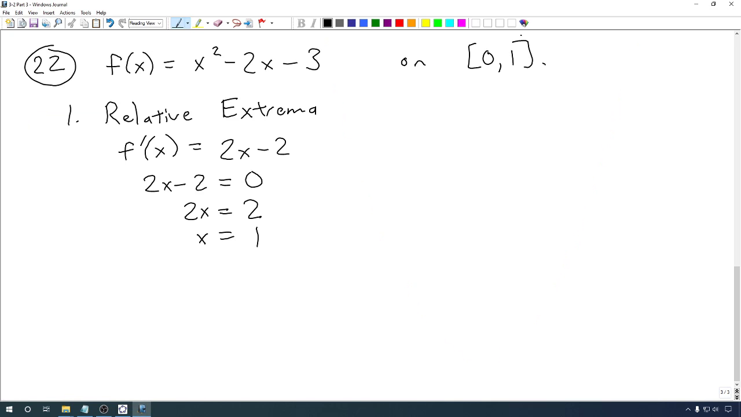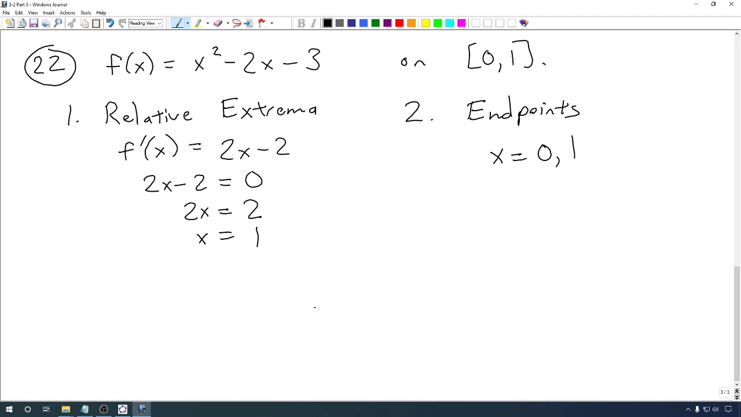The endpoints of our closed interval are actual possibilities. Whenever we do a problem involving the absolute maximum or absolute minimum, we actually do need to include the endpoints as possibilities. The maximum or minimum could occur at those endpoints. If it occurs in the middle somewhere, it's going to be a relative extrema. And in fact, in this case, one of our endpoints was our relative extrema.